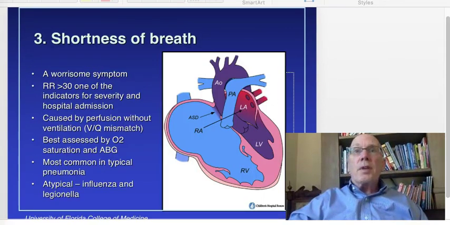The third important symptom to explore is shortness of breath. Was the patient short of breath on exertion, or was he or she also short of breath at rest?